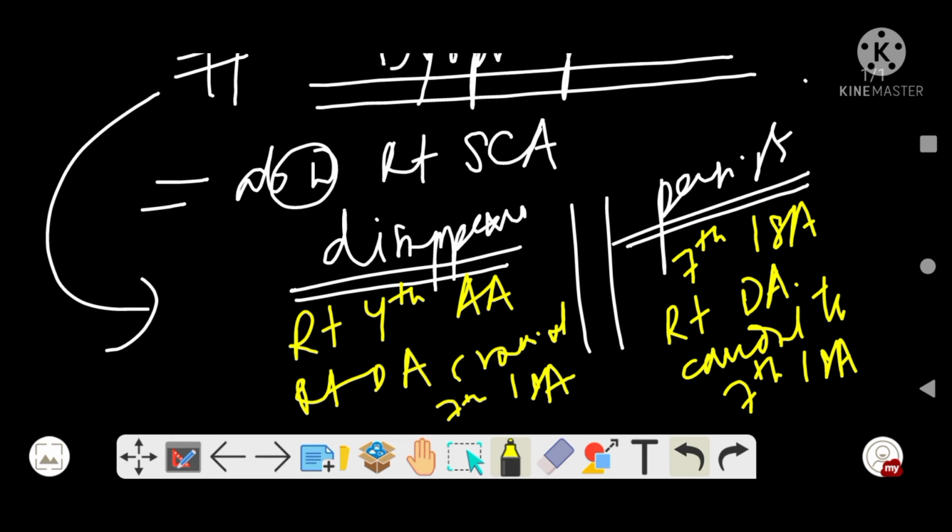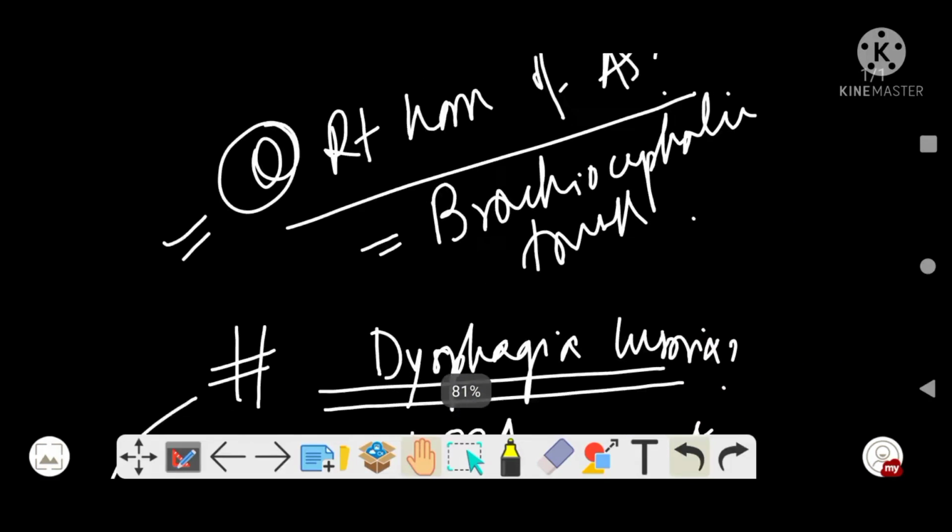So what is supposed to be there disappears, and what is supposed to disappear remains, right? So this all leads to the abnormal right subclavian artery, leading to dysphagia lusoria, right? So this is all about your pharyngeal arches and derivatives, and we will try to revise it once again.